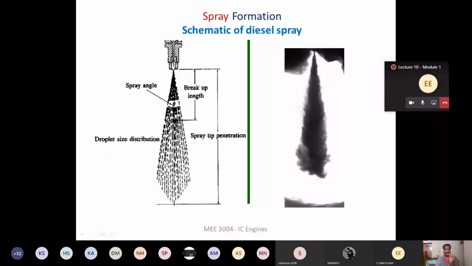Okay, and remember, when the fuel is issuing from the orifice, it comes out with very high velocity, and it reaches a certain distance.